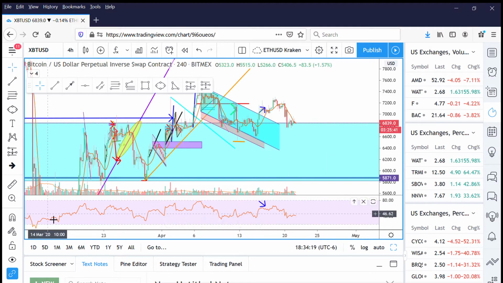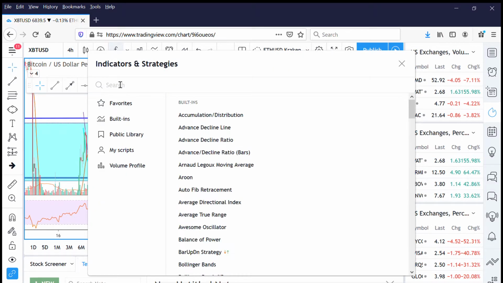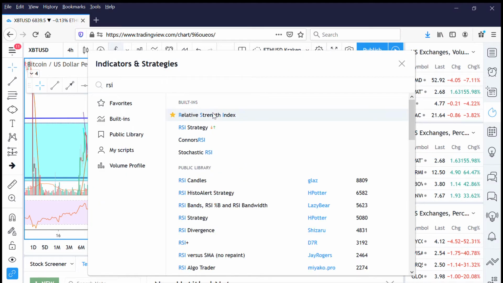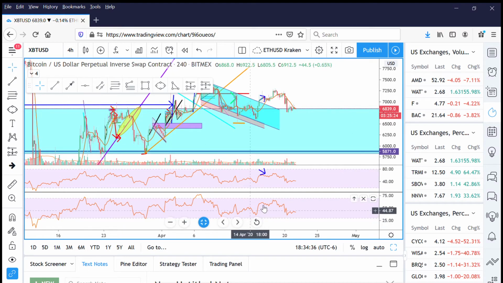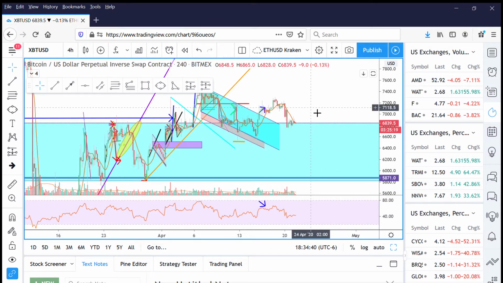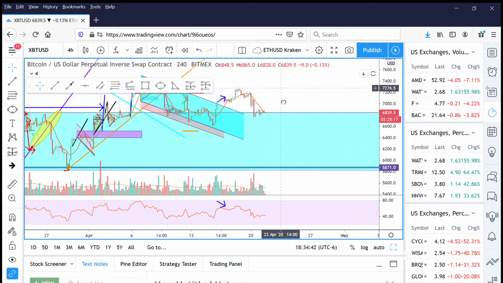All right, if you don't know what an RSI is, that's Relative Strength Index. If you don't have one on your TradingView, what you're going to do is go up here to Indicators and Strategies. You're going to type in RSI and then click on the top option. When you do that, bam, she'll generate a new RSI below your chart. I already have one. I'm going to take this one off. But let's look and see what happened here.